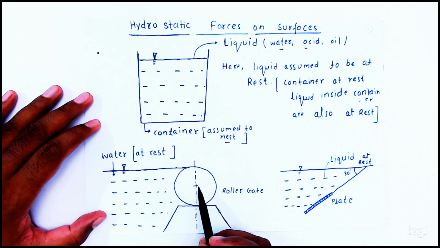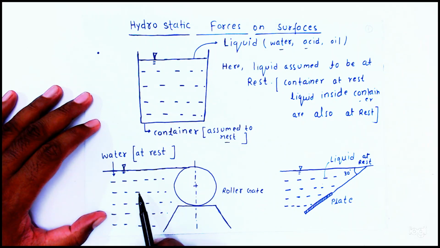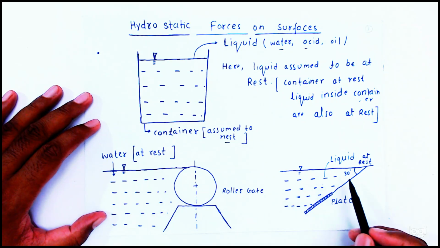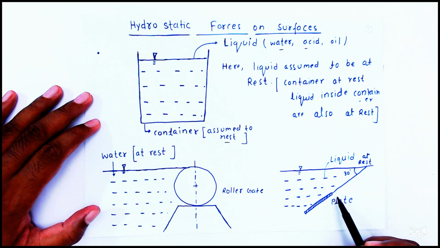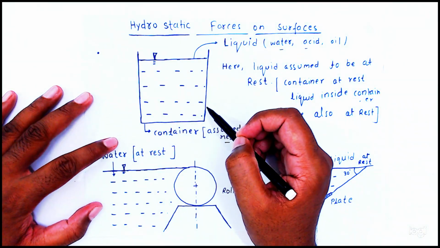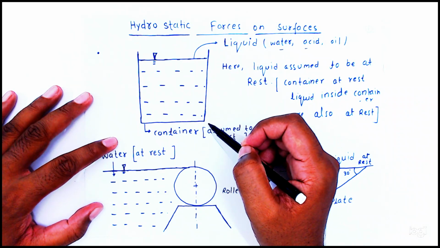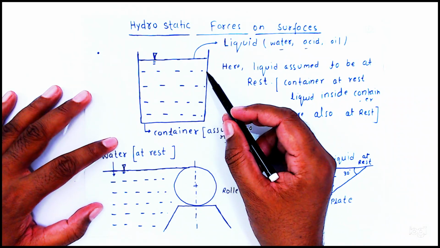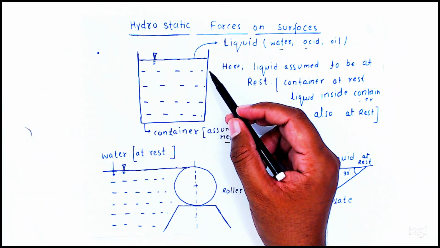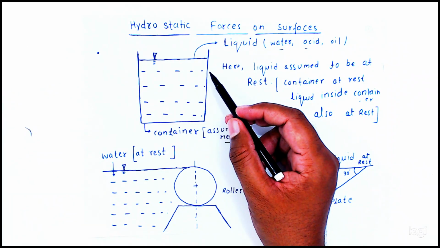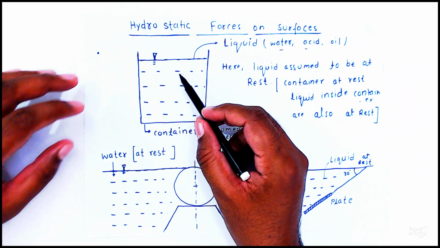Here, a dam is there, so this liquid is in rest condition. Here also we are considering that liquid is at rest condition. Here also, because you see the container is at static condition, so the liquid inside the container will also be in static condition. We can assume that if we are not giving any motion to the liquid.